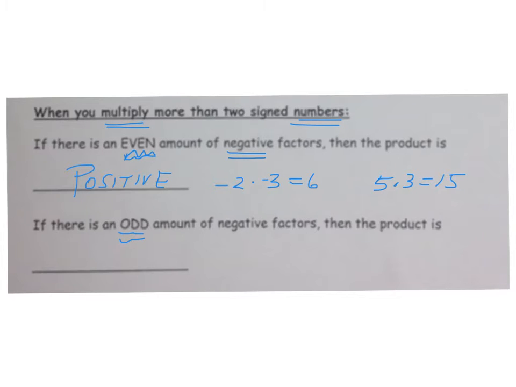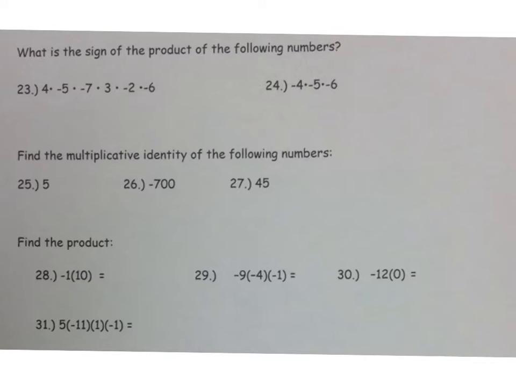If there's an odd amount of negative factors, then the product is negative. And of course, we found that in our original examples. 1 negative, 1 negative. On to the next page. For number 3 and 4, they just want to know the sign. So I'm going to count here. I have 1, 2, 3, 4. 4 negatives. That means my answer is going to be positive. And over here I have 3 negatives. So my answer is going to be, it's an odd amount. So my answer is going to be negative.